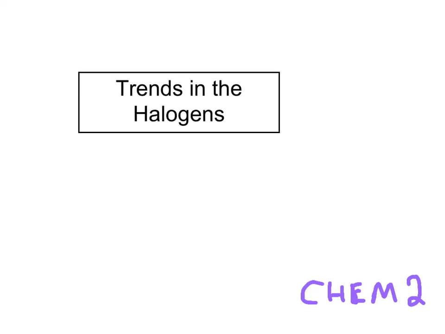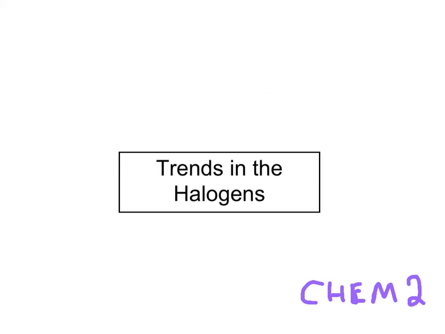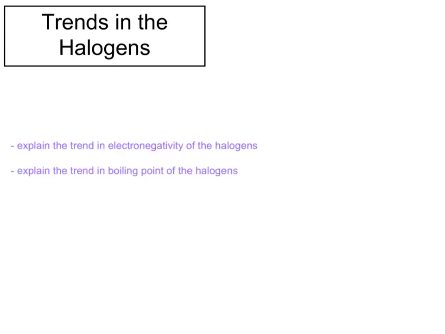So this video is on the trends in the halogens, which are the group 7 elements. And our two aims of this video are to be able to explain the trend in electronegativity of the halogens and to explain the trend in boiling point of the halogens.